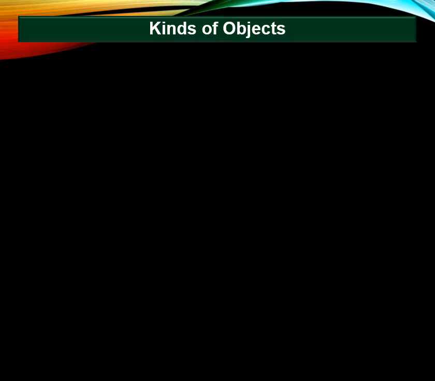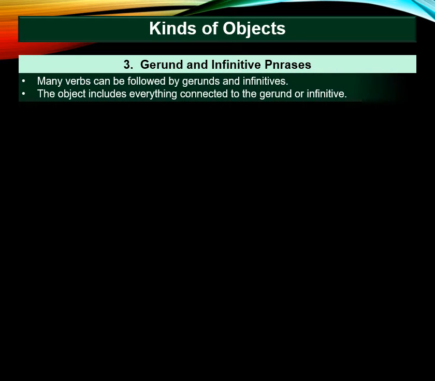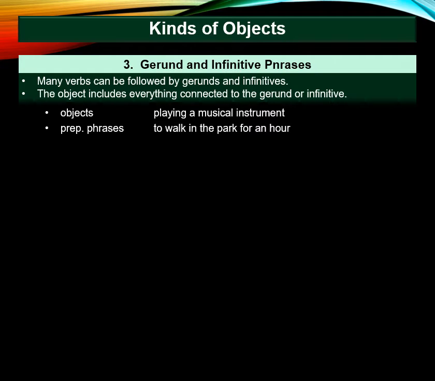The third kind of object you'll find is a gerund or an infinitive phrase. Many verbs can be followed by gerunds or infinitives. This is when you put a verb after the main verb. The object includes everything connected to the gerund or infinitive. For example, playing is the gerund, but the entire object is playing a musical instrument. The object includes the object of the gerund.